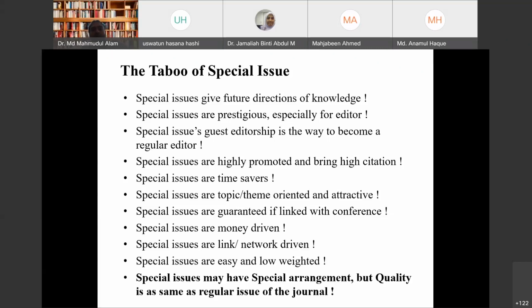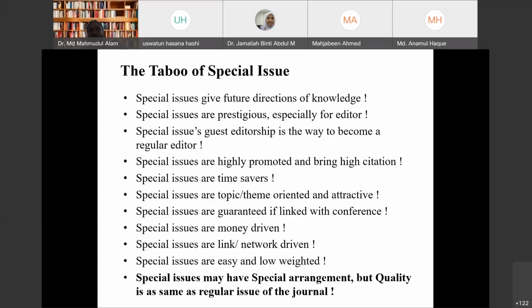So a special issue is a time saver. In some cases, a special issue has a commitment that we'll publish within this year. The last date of submission is this September, published by December. So this is committed. If you need to save time and fulfill your KPI, you can submit to the special issue. Okay. And then in some cases it is linked with a conference.